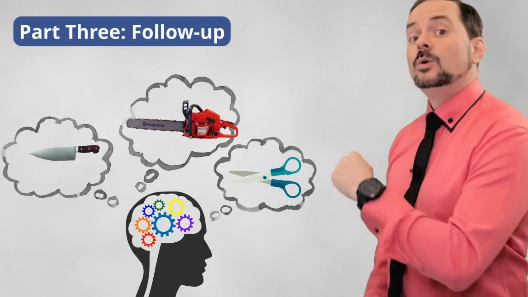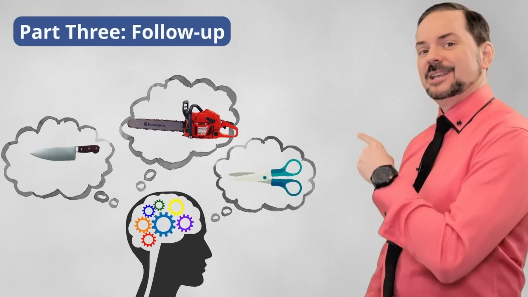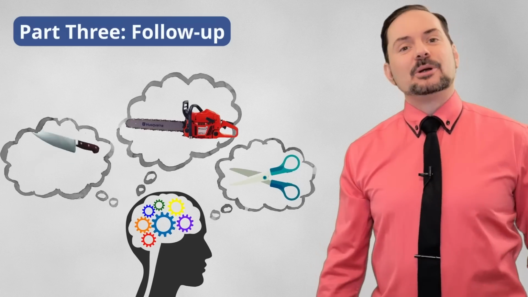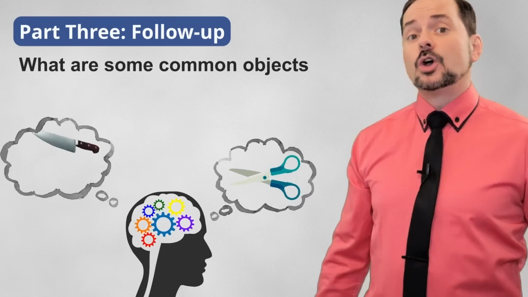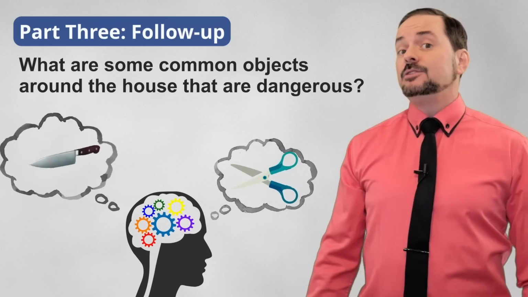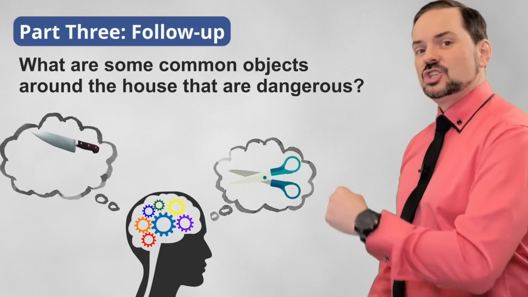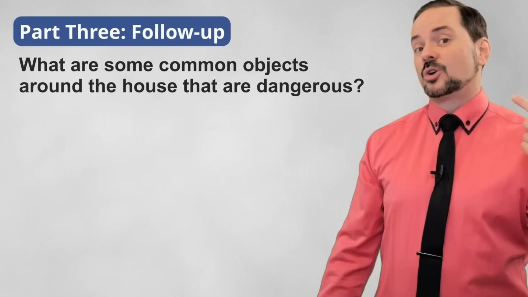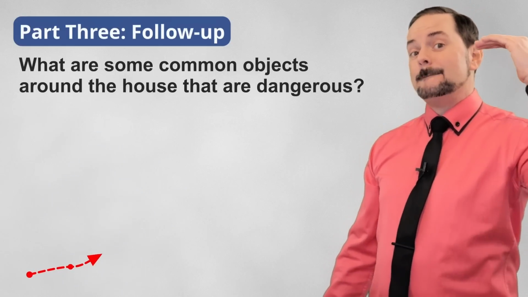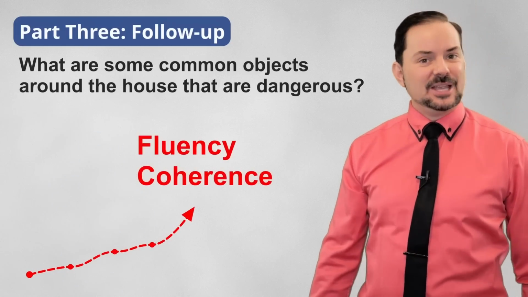Remember how I said that your planning in part 2 will be very important for questions in part 3? Well, here is the perfect case. When the examiner asks, what are some common objects around the house that are dangerous? If you thought about scissors and a kitchen knife for your response in part 2, you can now use that to answer quickly and get that high band score for fluency and coherence.